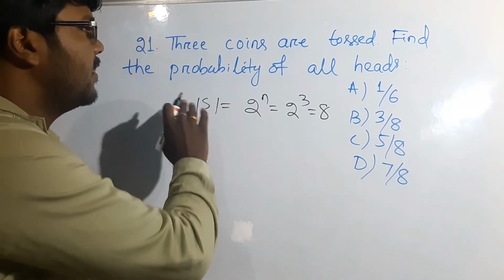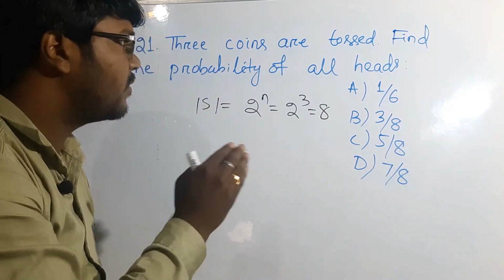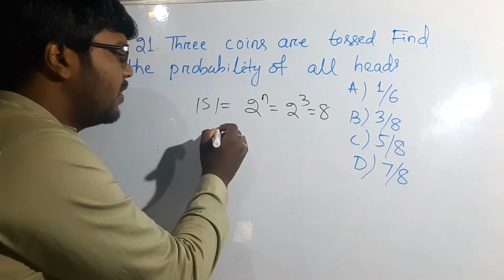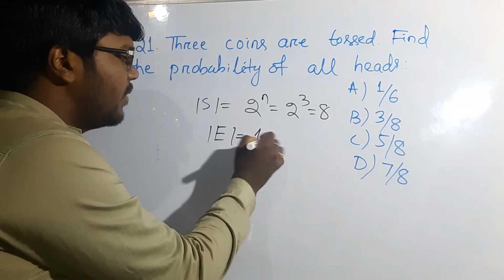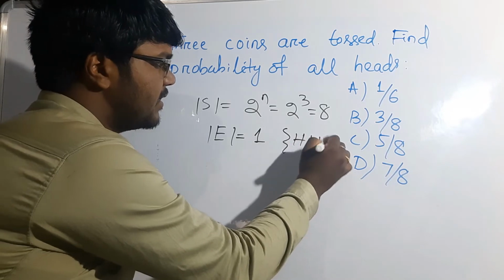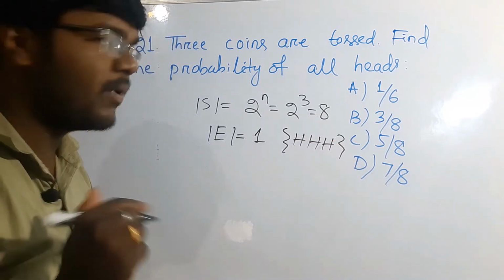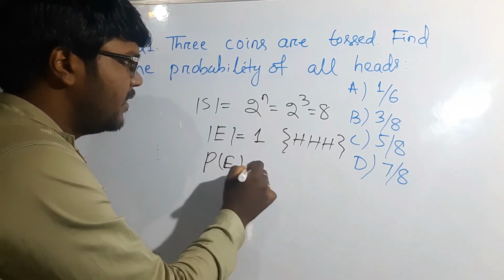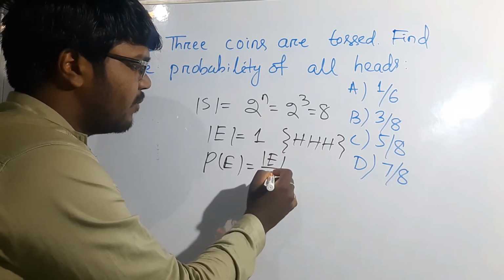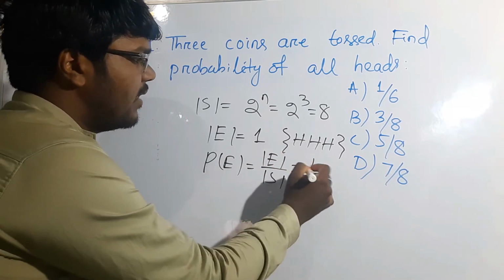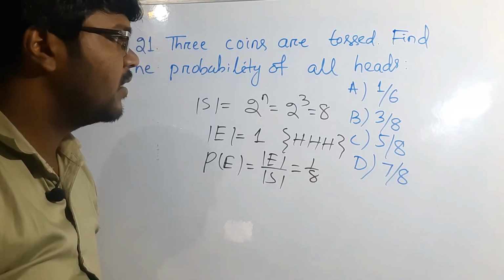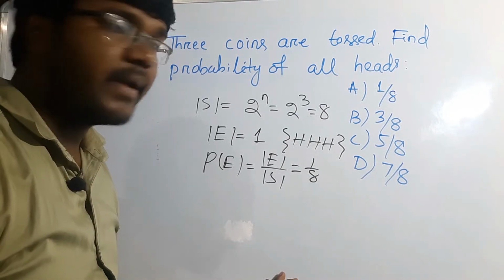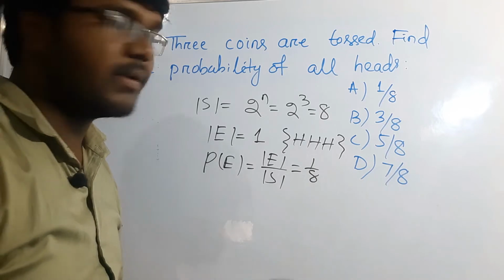And what is the event? The event is all are heads. When we toss 3 coins simultaneously, all 3 coins giving heads happens only 1 way, H, H and H. So here the event is 1 and the sample space is 8. So the probability of the event is the cardinality of the event divided by the sample space, that is 1 by 8. So 1 by 8 is our correct answer, option number A.